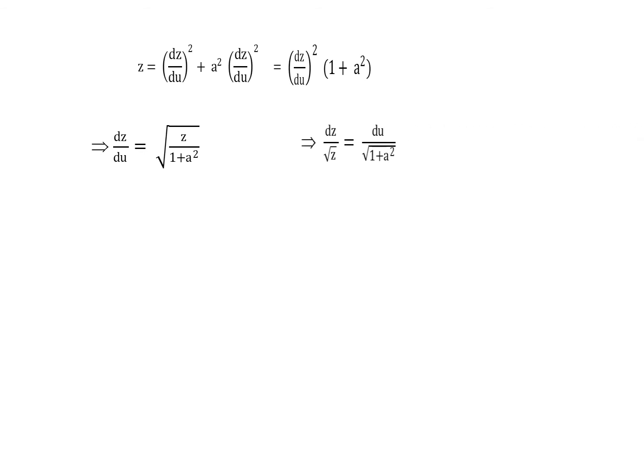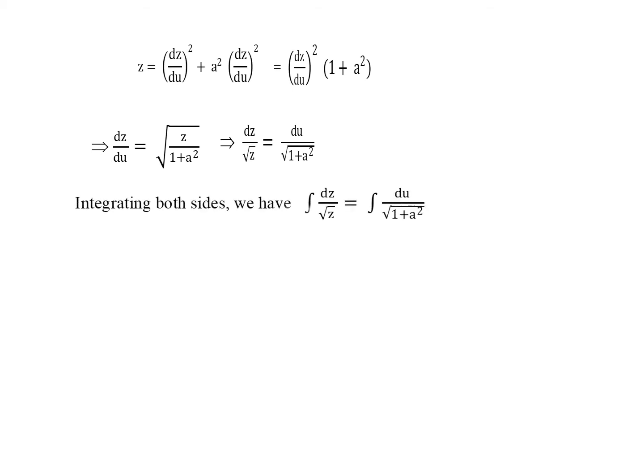Now, separate the variables z and u on either side like this. That is separating all z terms on the left side and moving all the u terms on the right side. We have dz by root z equal to du divided by root of 1 plus a squared. That root of 1 plus a squared is going to be just a constant, so you can place it anywhere you want. Now integrate both sides.